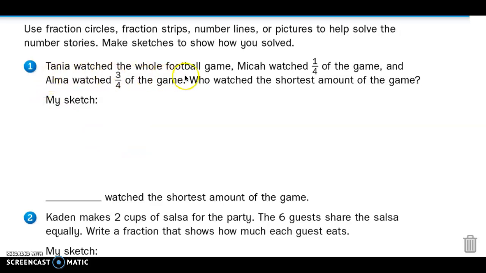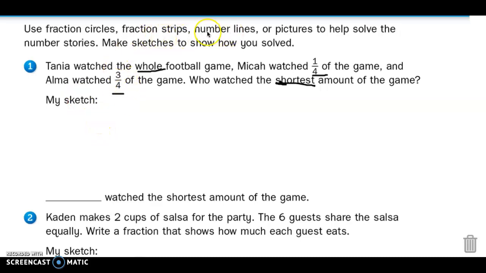Tanya watched the whole football game. The whole football game. Keyword. Oops, I should be on my drawing tool. Whole football game. Micah watched 1/4 of the game, and Alma watched 3/4 of the game. Who watched the shortest amount of the game? Remember, underline keywords so we know exactly what we're talking about. My sketch. Well, what should we do?